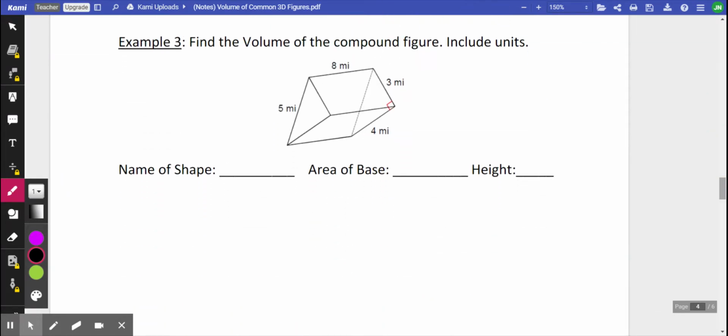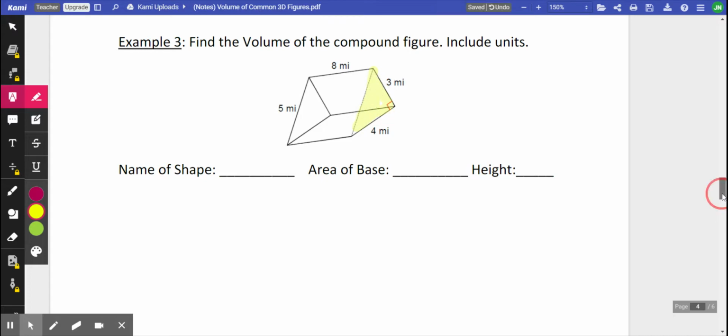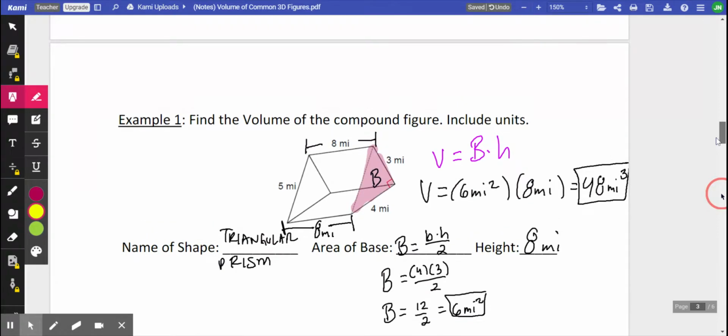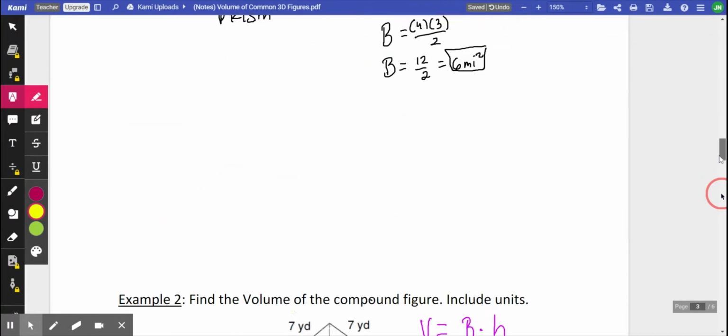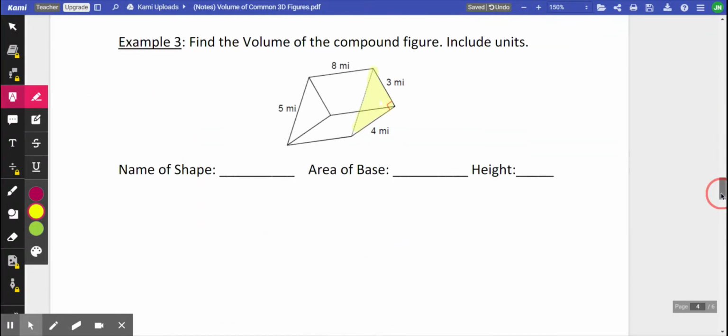Okay, example number 3. Find the volume of the compound figure and include units. So this is actually the exact same one that we had last time, so I'm going to run through it really quick. This is also a triangular prism. It looks like it. Let me make sure that it's not the exact same problem, just to be safe. Oh, yep, it is the exact same problem. That was probably a typo on my part, so I'm just going to go ahead and skip it.